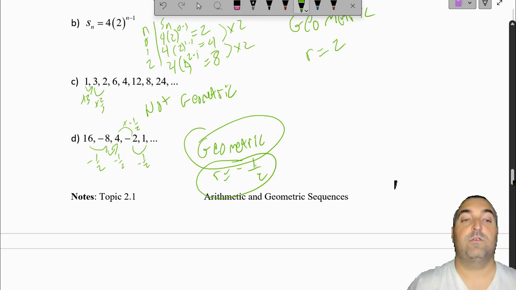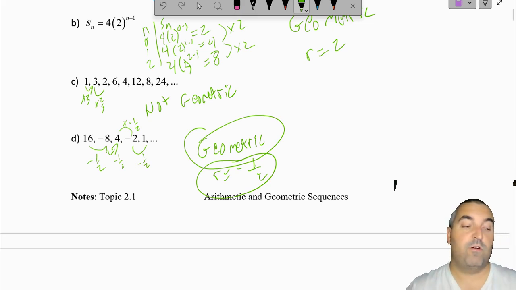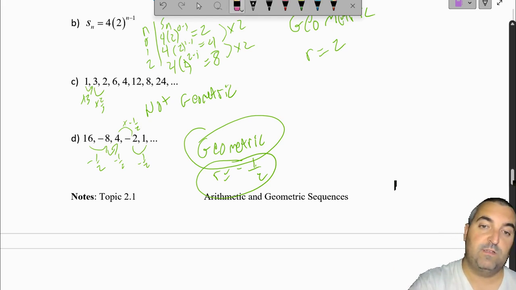So again, geometric means multiplication of the same number over and over again. The r value can be positive or negative, like we saw in this case with the -1/2.